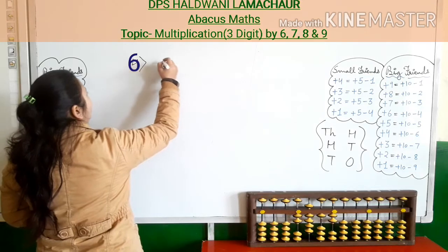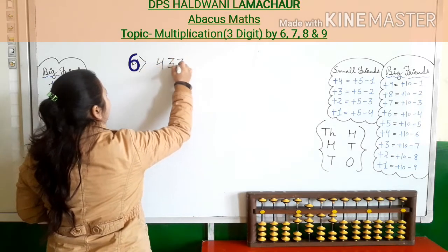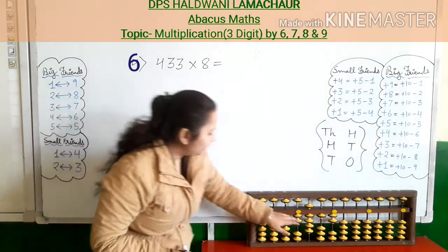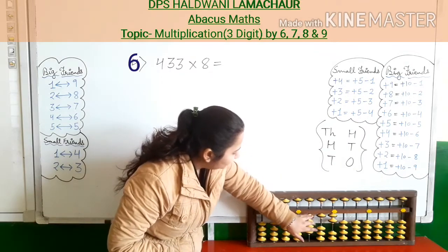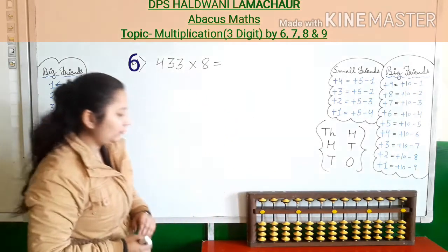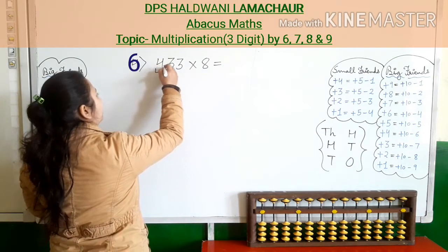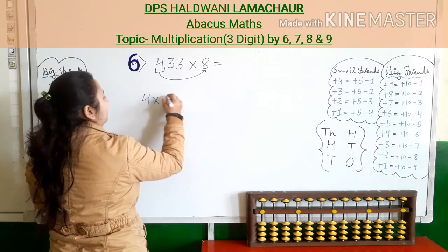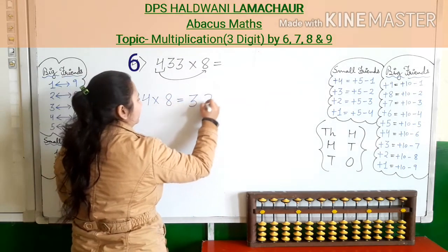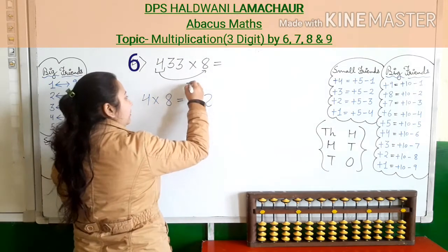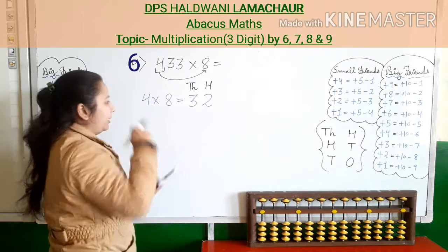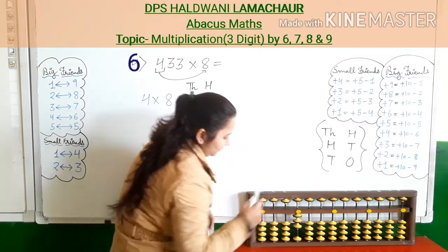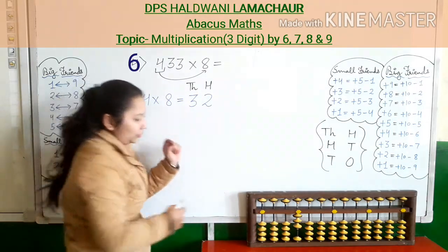Now kids, we will move to our next sum, which is 433 multiplied by 8. Now before starting this sum, set your abacus, upper beads up, lower beads down. Now as you know, multiply the first digit with 8. Now 4 into 8. 8 4s are 32. Now your first digit will go in thousands rod and second will go in hundreds rod according to the pattern. Now 3 will go in thousand. See, 1, 2, 3. 1000 then added.